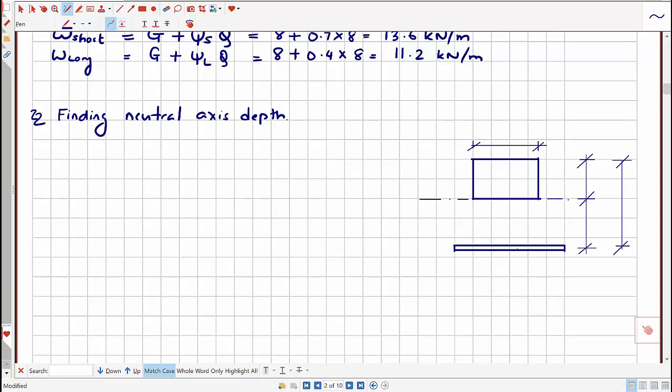So this is the cracked section for the reinforced concrete beam. The concrete in compression is still in elastic state, and the width of the concrete in compression is b. The neutral axis depth is x, so this is your neutral axis depth, and your effective depth up to the center of the reinforcement is d. That means this one is d minus x.